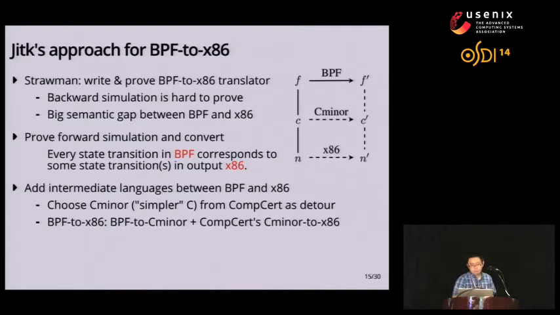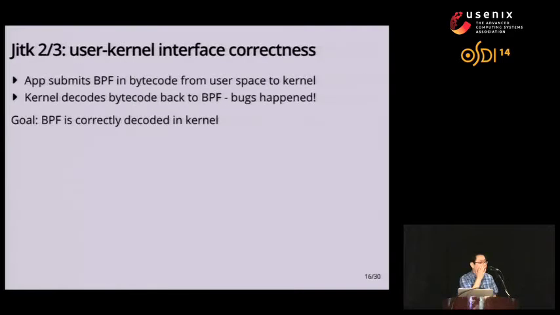So this is our new hierarchy here. Let me move to a second example. The goal here is, we know an application submits BPF code to the kernel in the form of bytecode, and the kernel actually has a parser that decodes bytecode back to the abstract syntax tree, like the actual data structures in the kernel, for execution, and there were bugs found in this case. So how do we ensure this BPF is correctly decoded by the kernel?